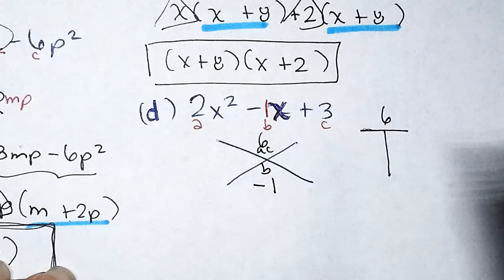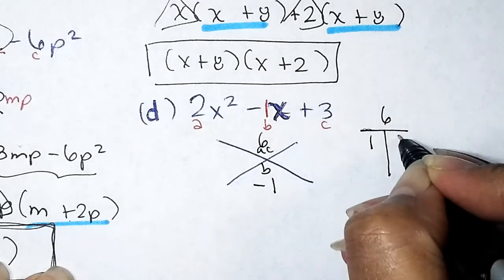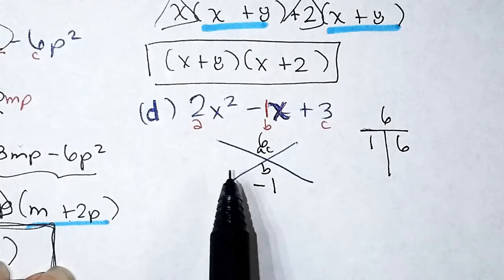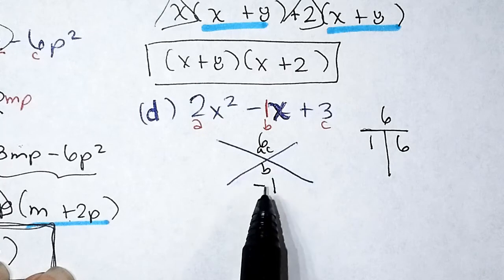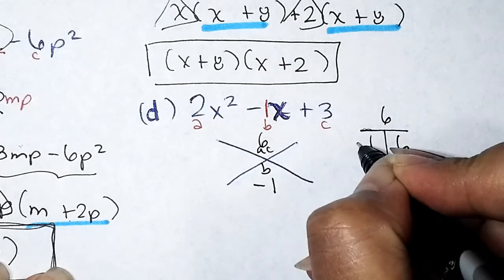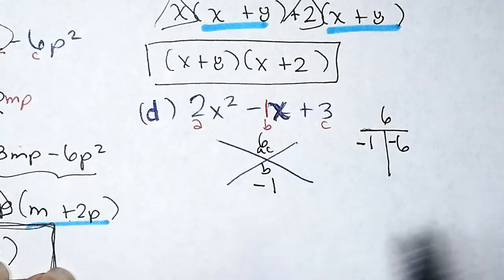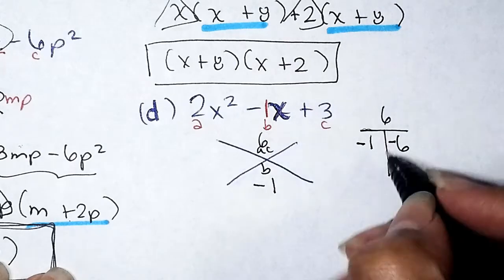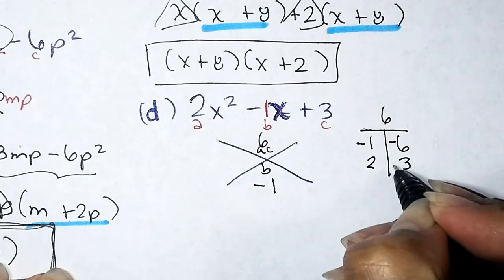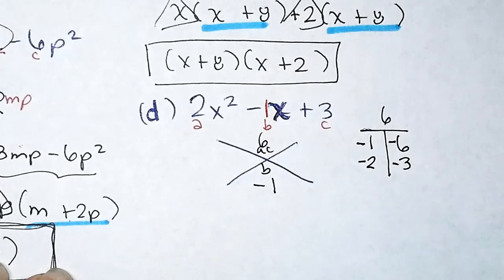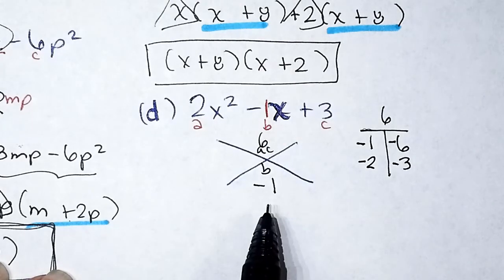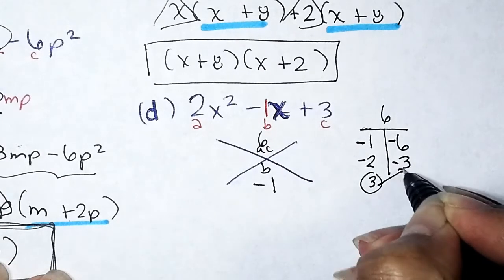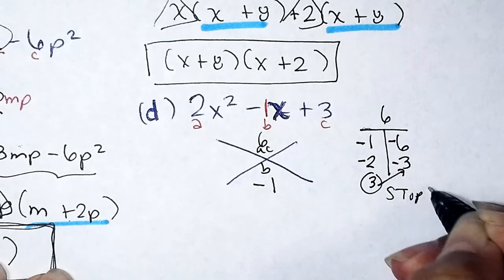So let's do a factor table, listing them in order. So 1 times 6 is 6, but the product is positive and the sum is negative, so both factors would have to be negative. Unfortunately, the sum is not -1. Okay, 2 is a factor. 2 times 3, they will both have to be negative, and that sum is not -1. Okay, 3 is a factor, but it's already in our list, so we are going to stop.